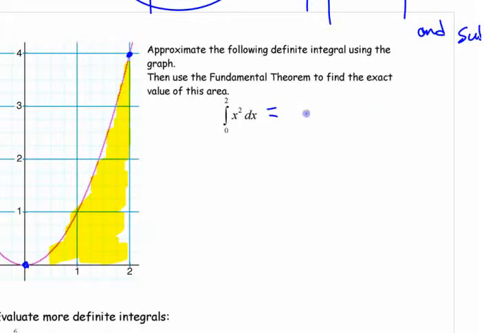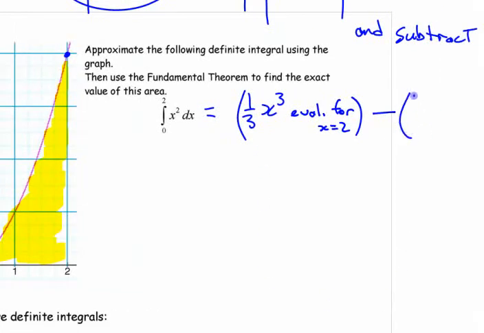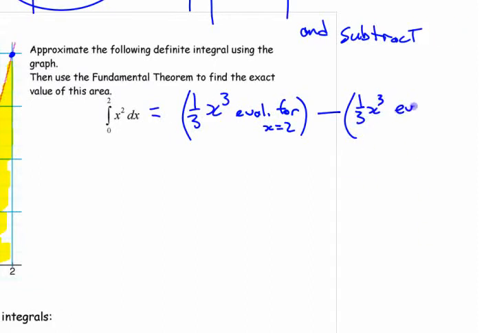You can use whatever antiderivative you want. You might as well use the simplest one. What's the simplest antiderivative of that? 1/3 x cubed, right? So let's put some words here first. 1/3 x cubed evaluated for x equals 2, minus, this is a lot of writing you're going to have to do here, 1/3 x cubed evaluated for x equals 0.